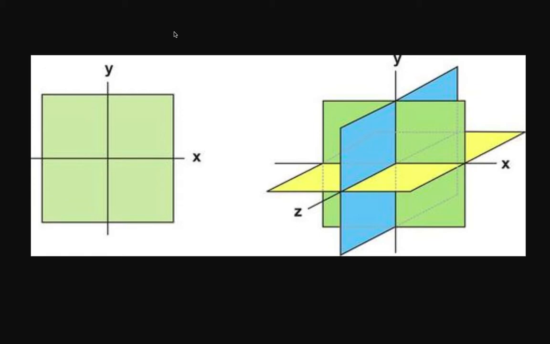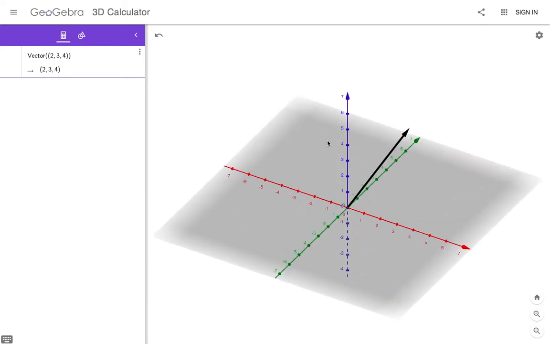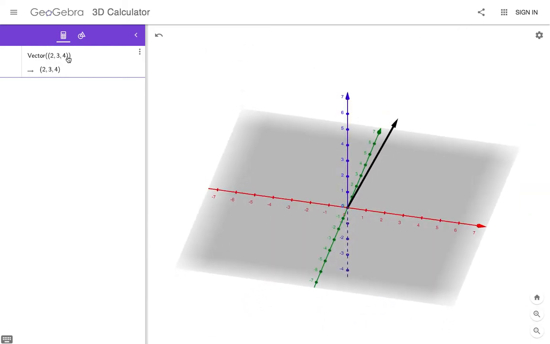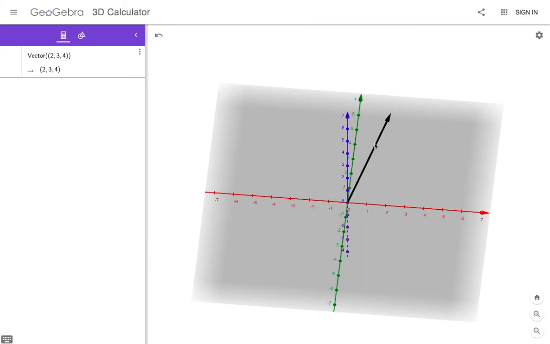Anyway, let's go back to our graph here. So there is our 3-dimensional vector, 2, 3, 4. If I want to point it into a different octant, what would I do? I just need to make one of these negative, right? Because right now I have positive x, y, and z components, so I'm going in this positive octant, right?